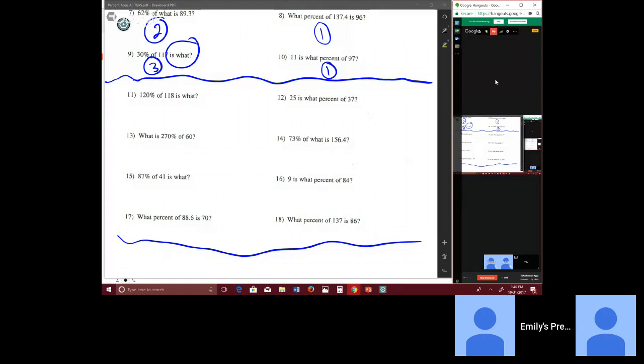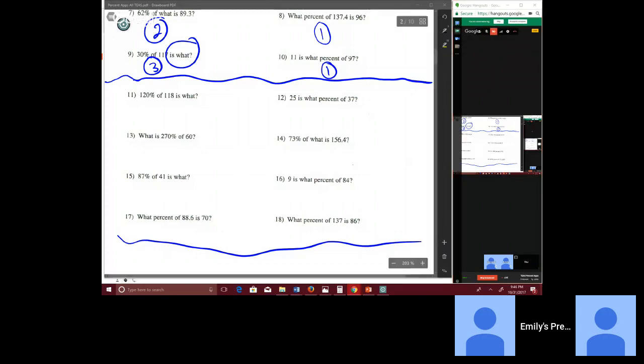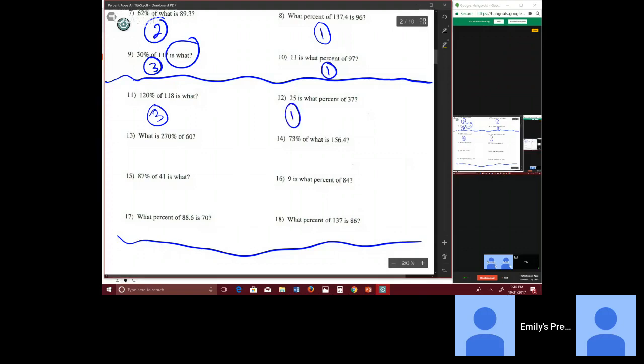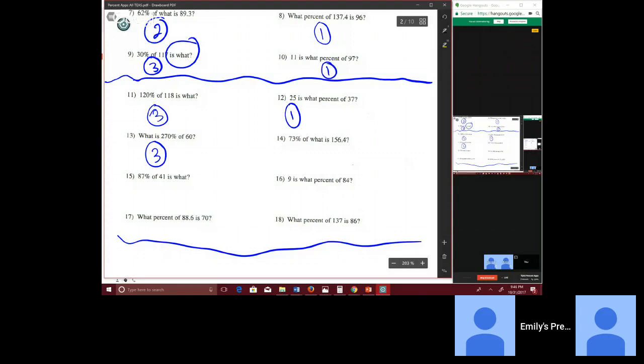So number 11 is a scenario 3. It's asking you to find 120% of 118. Number 12 is a 1. The 1s are beginning, I'm sure, to stand out quite a bit. Number 13 is also a 3. It's asking for 270% of 60.